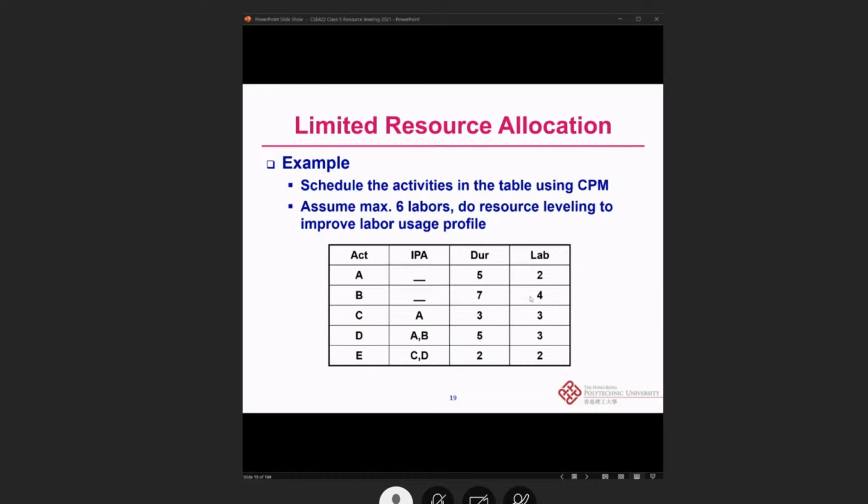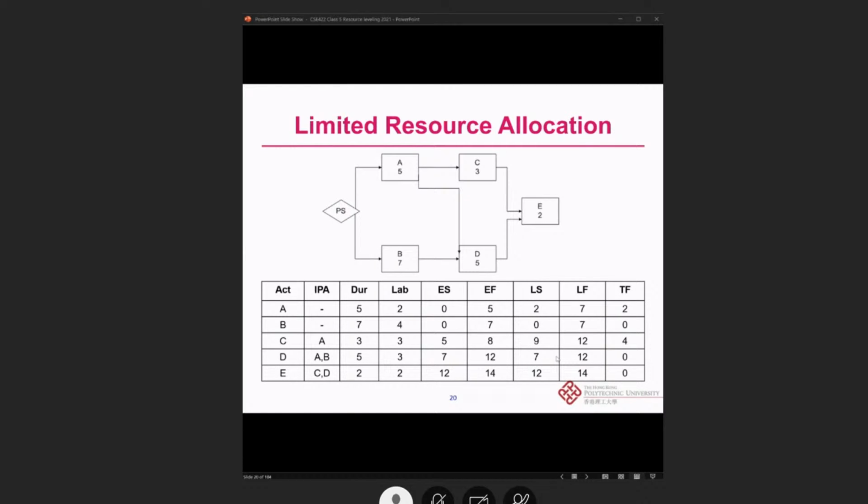So you will see that activity A needs 2, B 4, C 3 laborers, D is 3, and E also needs 2. And then, of course, we can do the network, because some of the tasks cannot be overlapped, right? A and B may start at the same time, and then C and D may also have some overlap. So actually, those tasks will also compete for the resources, because they all need the crew, they all need the workers to work there.